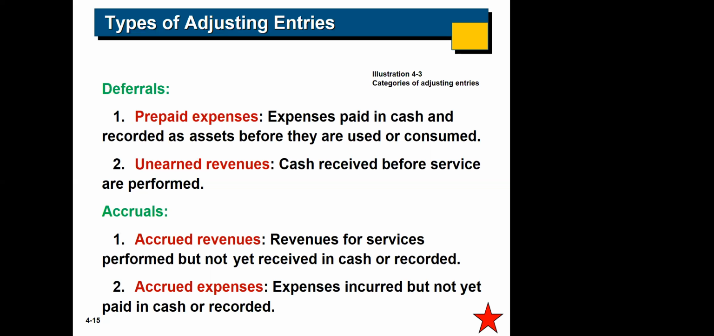Prepaid expenses. This is an expense that you paid in cash and recorded as an asset before you actually consume it, right? That would be, you pay for your entire car insurance for the year on January 1st. You have prepaid 12 months worth of insurance. Then at the end of every month, you will do an adjusting entry to recognize how much of the insurance you've used up. When the transaction actually takes place, we debit prepaid insurance and we credit cash when we buy the insurance policy, right?